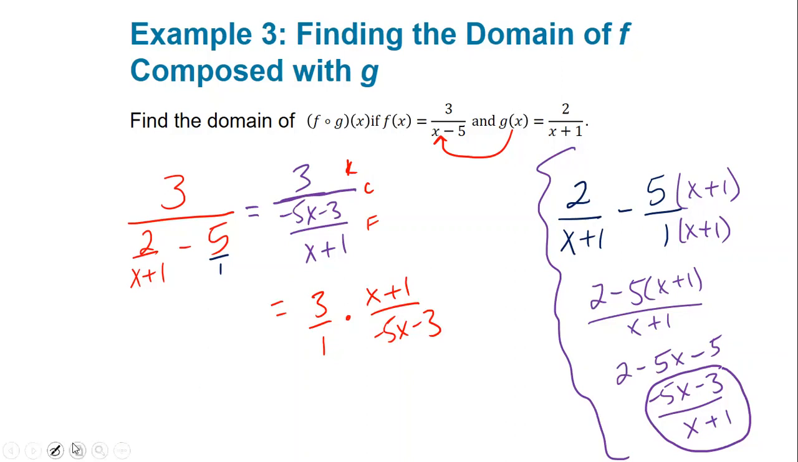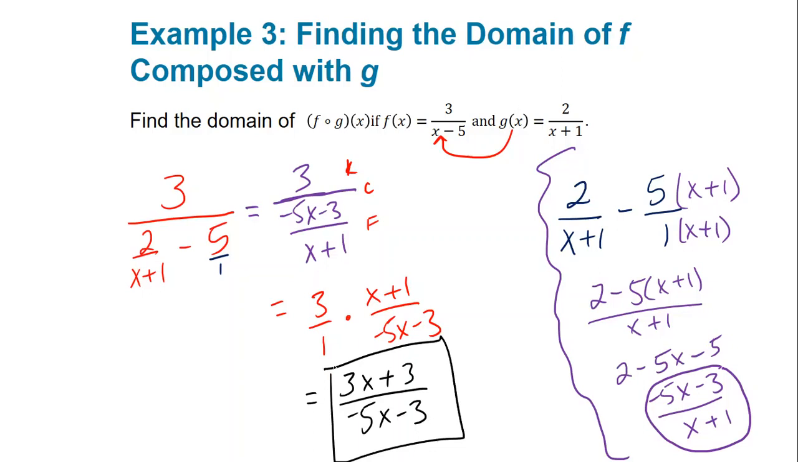All right. So now my final new function is multiplying these together. What is 3 times x? 3x. What's 3 times 1? 3. And then my denominator, 1 times anything is going to be itself. So here is my new function. It looks more complicated than the beginning.